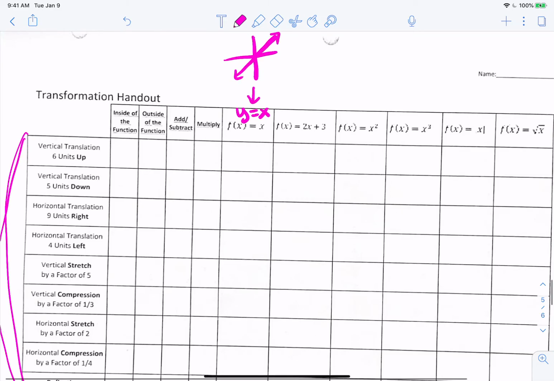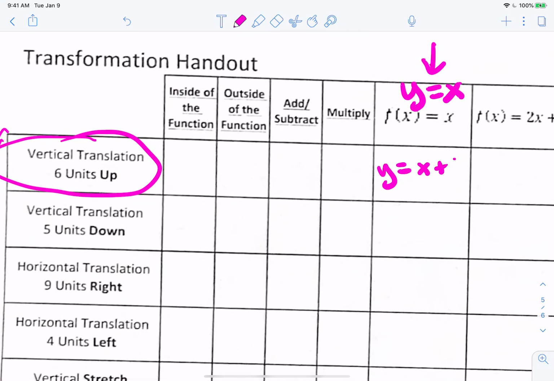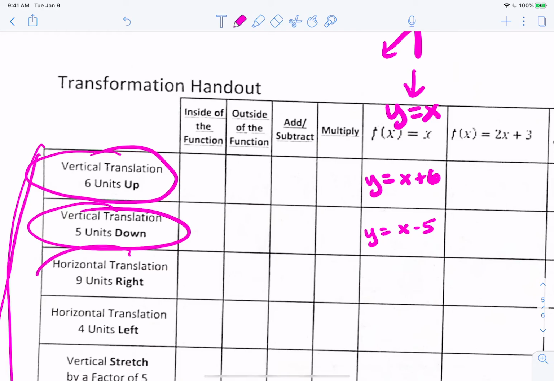If I want to vertically translate it 6 units up, what will its new equation be? If I want to move it 6 units up, x plus 6, that's its new function, y equals x plus 6. If I want to move it 5 units down, y equals x minus 5. A horizontal translation 9 units to the right. What will that look like?